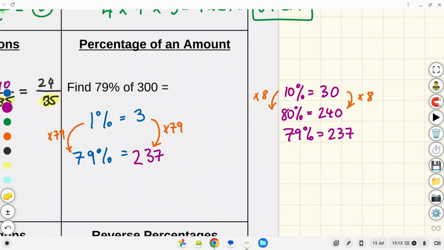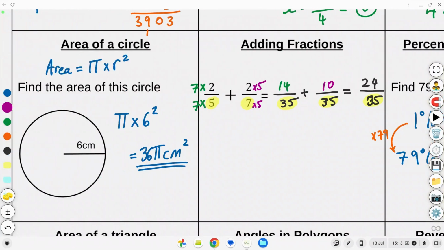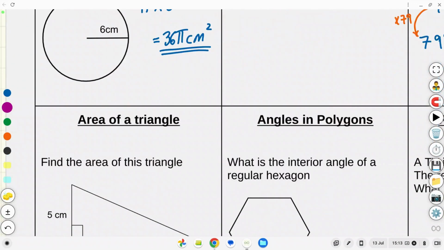So again, lots of ways of doing it. If you've got a calculator, the calculator will do it for you. If you're not sure how to do that, you should look it up. There is a percentage button on the calculator.